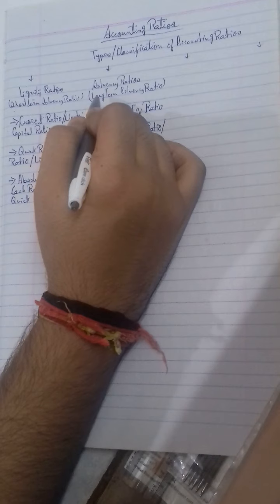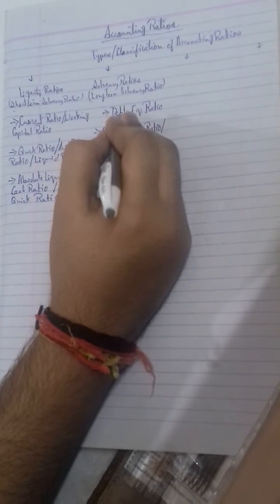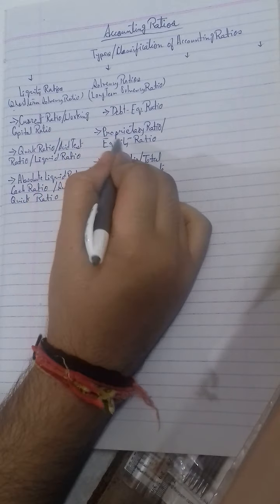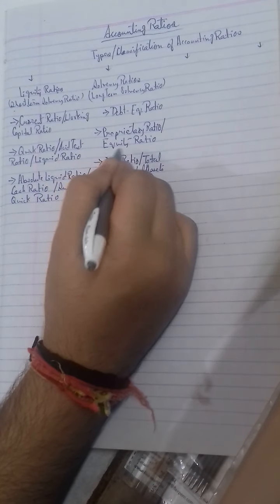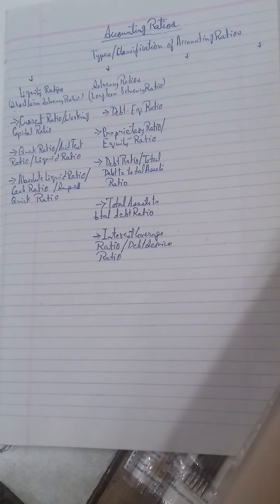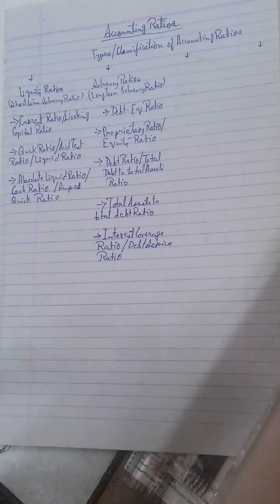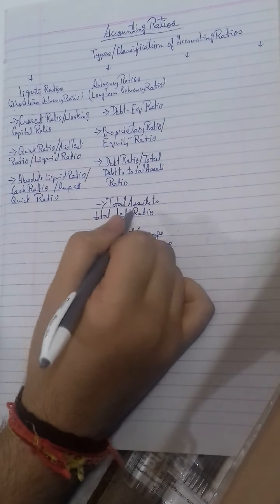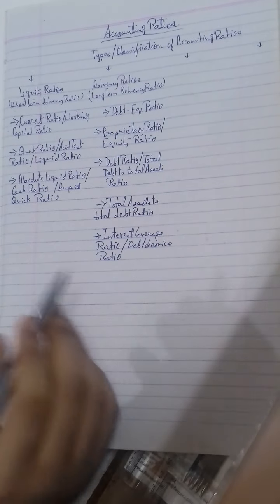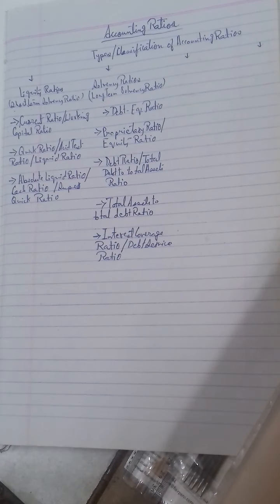Solvency ratios, which are also known as long-term solvency ratios. Under it, debt equity ratio. Second, proprietary ratio, which is also known as equity ratio. Then debt ratio, which is also known as total debt to total assets ratio. And next, just the opposite, total assets to total debt ratio. And the last one, interest coverage ratio, which is also known as debt service ratio.